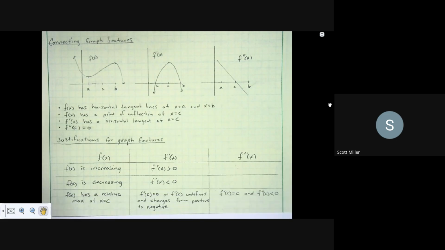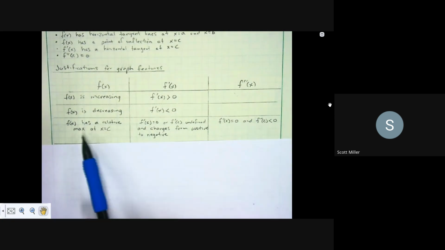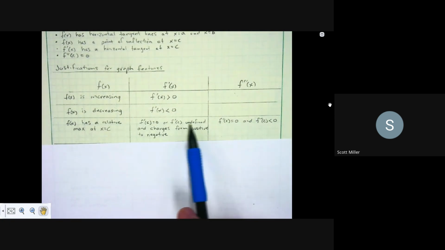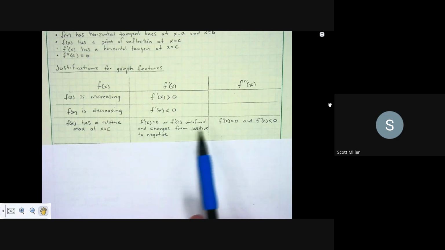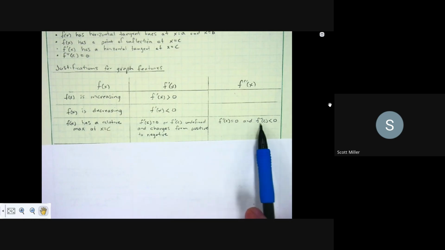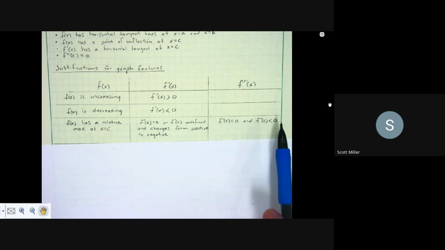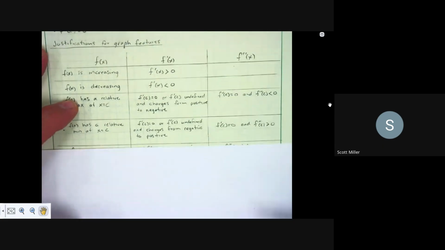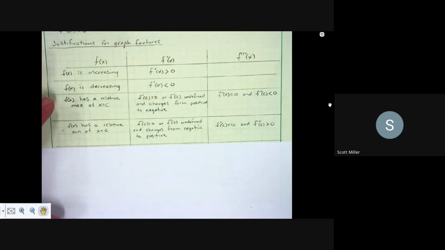If I have a relative max on the original function, if I have a relative max at C, then the first derivative will be zero or undefined and changes from positive to negative. And then over here, F prime of C will be zero and F double prime of C is less than zero. This is the second derivative test. Here it is for the minimum, again, all the way through in the second derivative test.